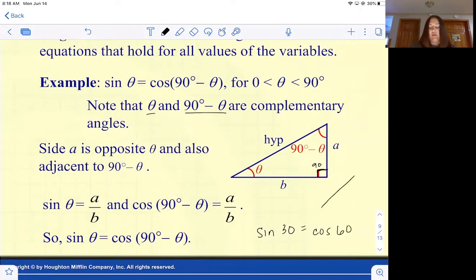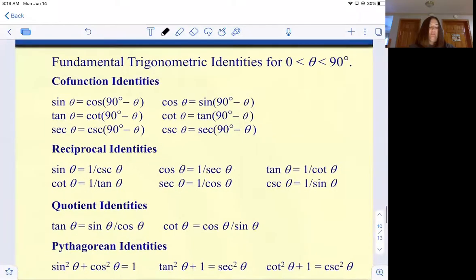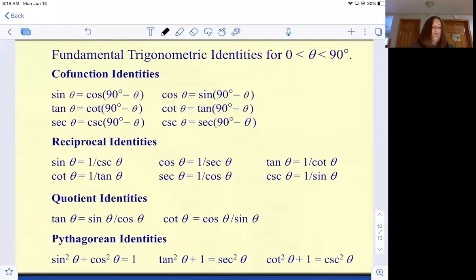We can look at our triangle here, which isn't drawn very well, and say this is 30, 60, and 90. We know the sides are the square root of 3, 2, and 1. If we find the sine of 30, sine is opposite over hypotenuse, which is 1/2. Cosine of 60 is adjacent over hypotenuse, which is also 1/2. So you can see how it works. Again, a big thing to remember is that the sine of theta equals the cosine of 90 minus theta. We have a whole bunch of identities here, called your cofunction identities. That right there tells you the sine is equal to the cosine of 90 minus theta.